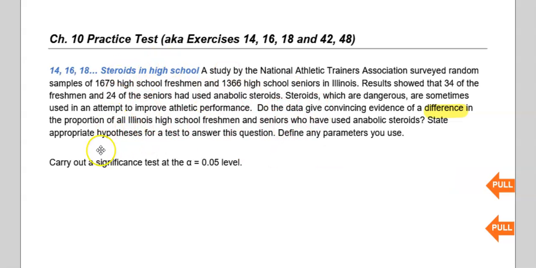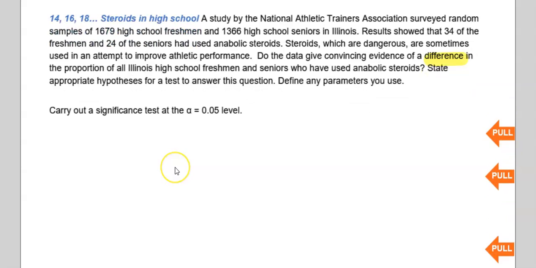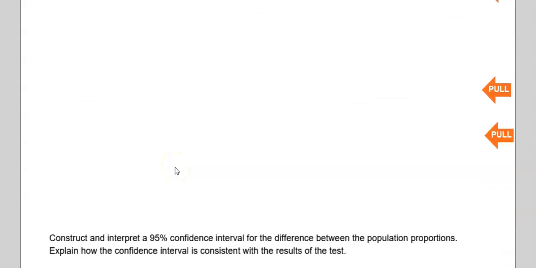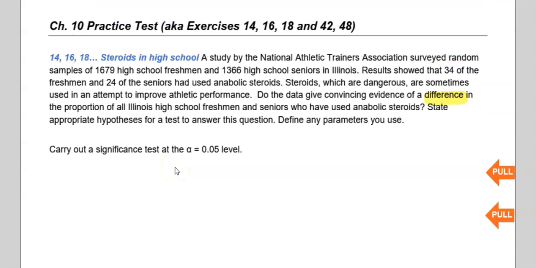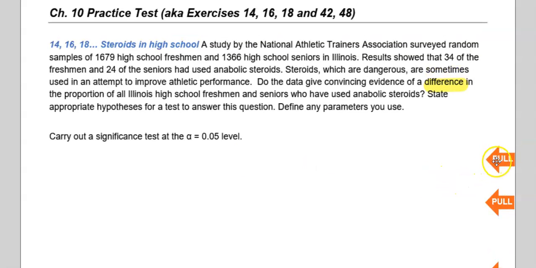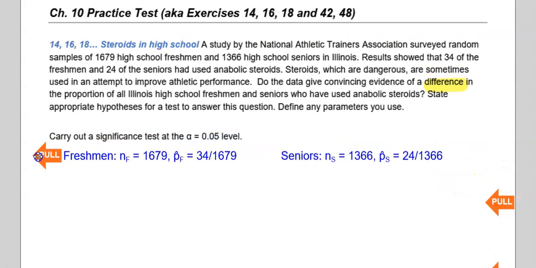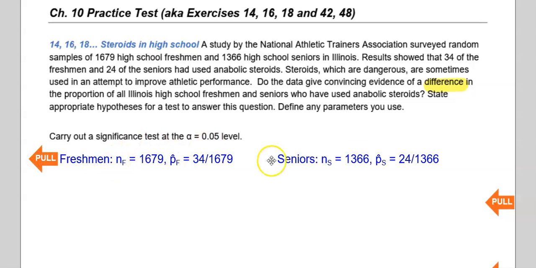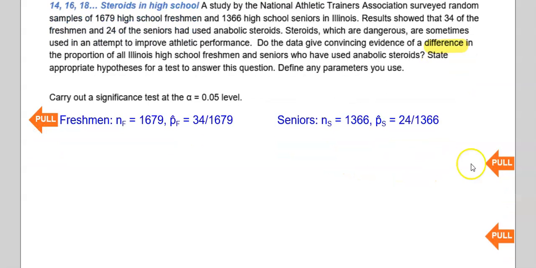This is question 14, this is question 16, and then down below is question 18. I'm just kind of merging them all into one question. So let's take a look here. We have freshmen. This is just a summary of the data that's given in the problem. We have freshmen with this sample size and this sample proportion, p hat sub f. Notice I used the hat symbol there because it is a sample statistic. And then the same thing over here, those sample data for the seniors.